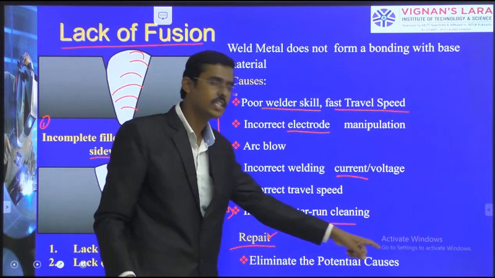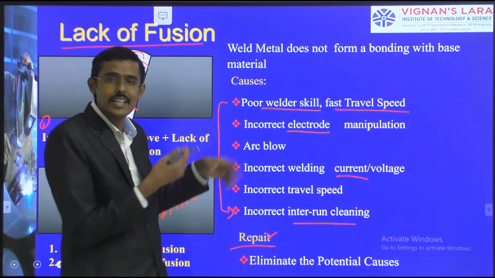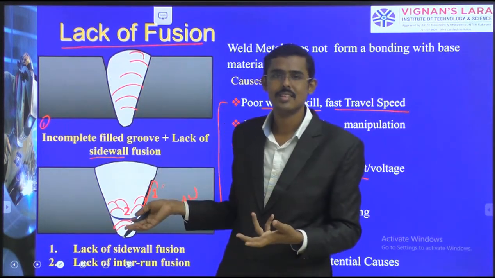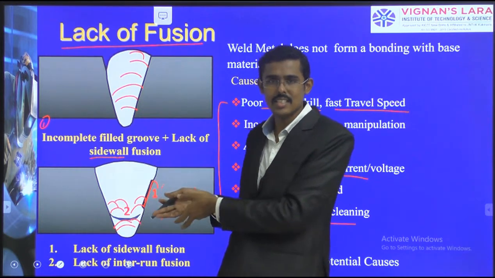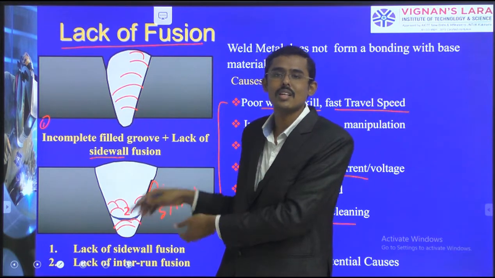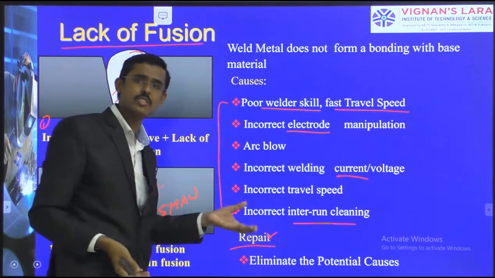Eliminate the potential causes. These are the potential causes which are to be avoided. The welder is cleaning properly. Then the lack of inter-run fusion will not come. Very simple, but these things we are not doing. It reduces the mechanical properties. It is not joining and causes defects. Again, this is a total waste of cost and investment.